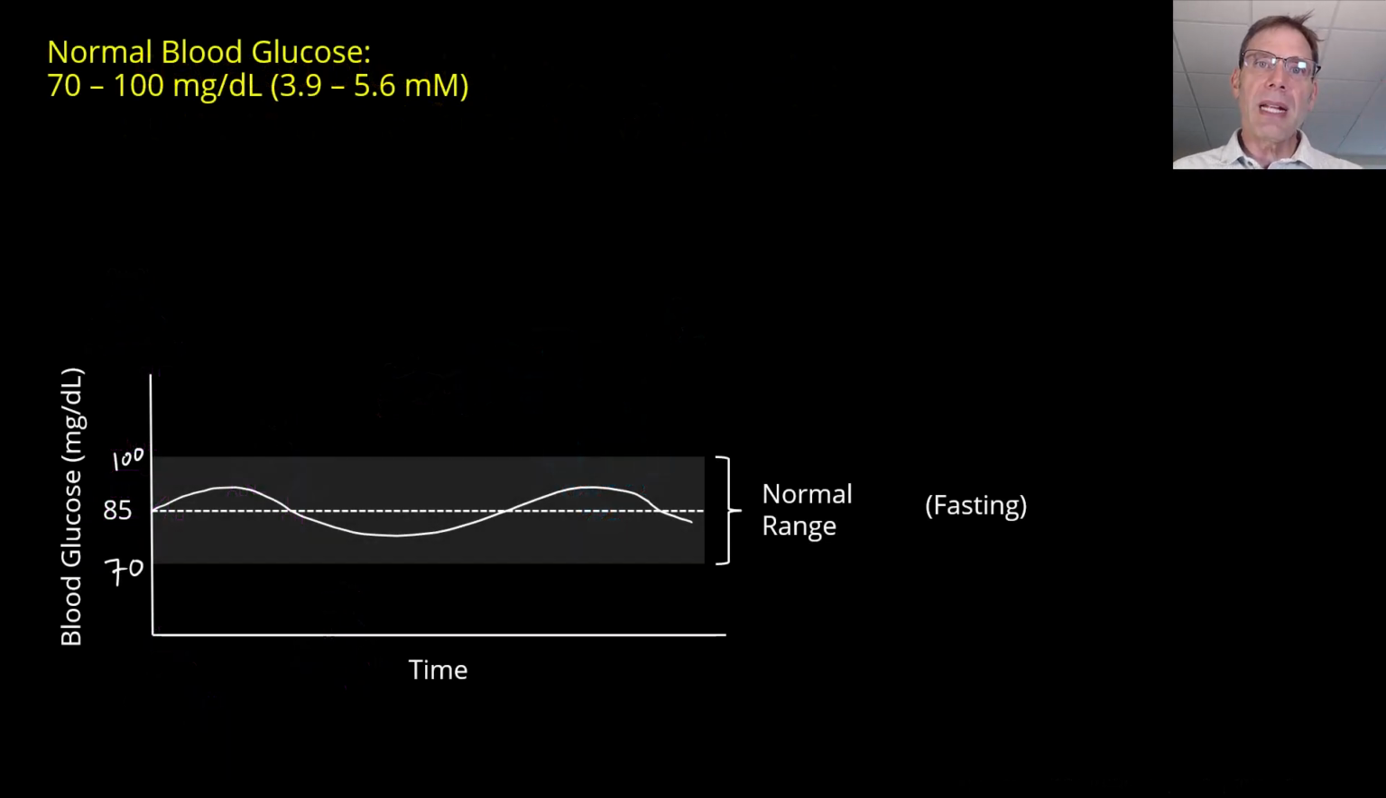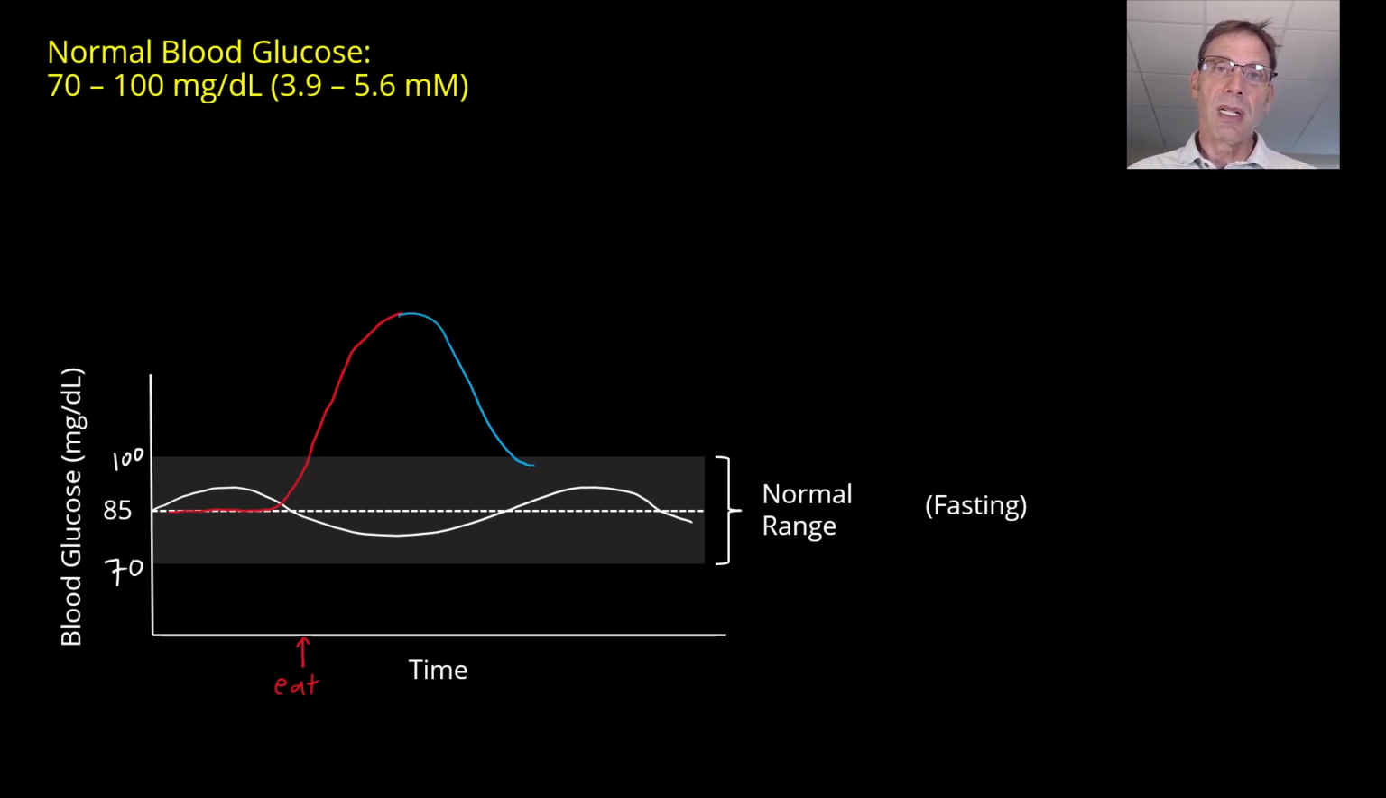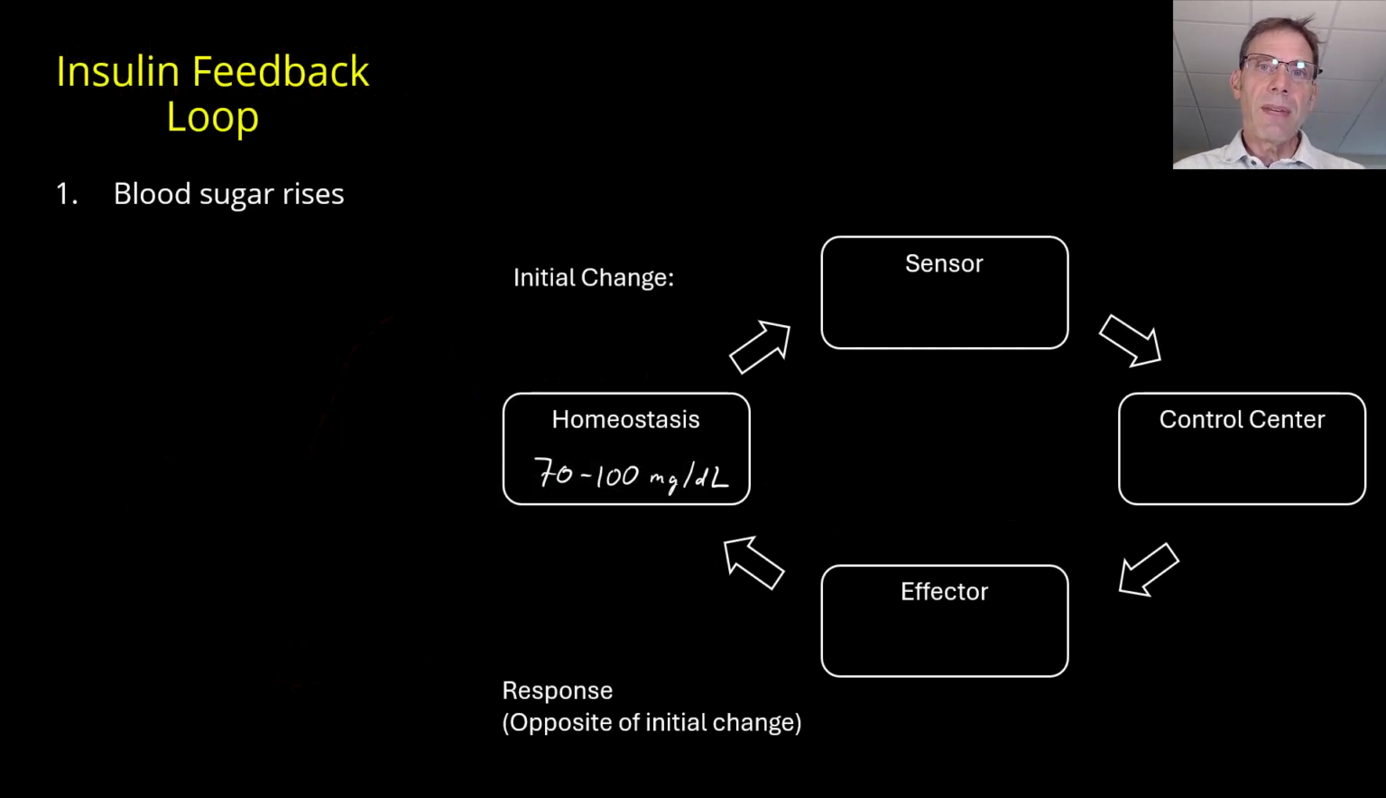We need to maintain steady levels of blood glucose when we're fasting, but it's normal for glucose levels to climb after we eat a meal. For us to return to homeostasis, we need a negative feedback loop that's going to lower blood glucose after a meal, and this drop should be caused by the hormone insulin. Any negative feedback loop has three components: a sensor, a control center, and an effector. We know the starting point for this feedback loop is going to be an increase in blood glucose, so the response better be a drop in blood glucose.